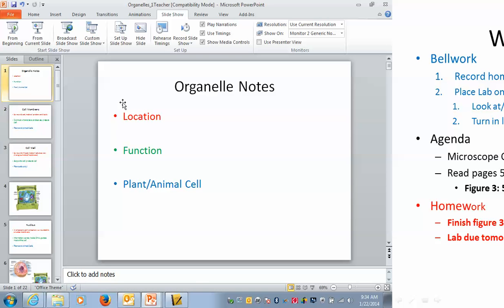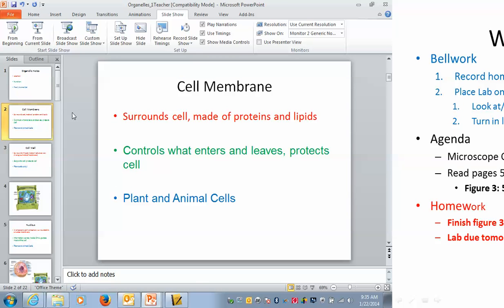Okay, today we are going to talk about the different parts of the cell. Now remember from our discussion, every cell looks different. They have different shapes depending on what function it is, but all cells have these same basic parts. Okay, and we're going to start from the outside and work our way in.